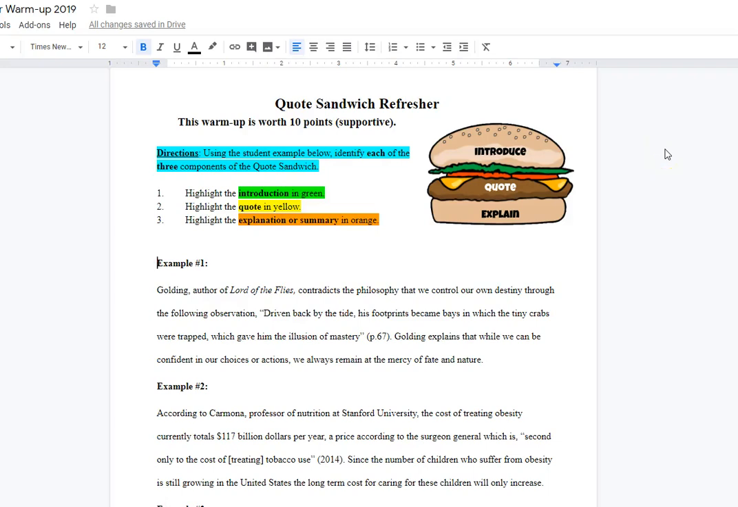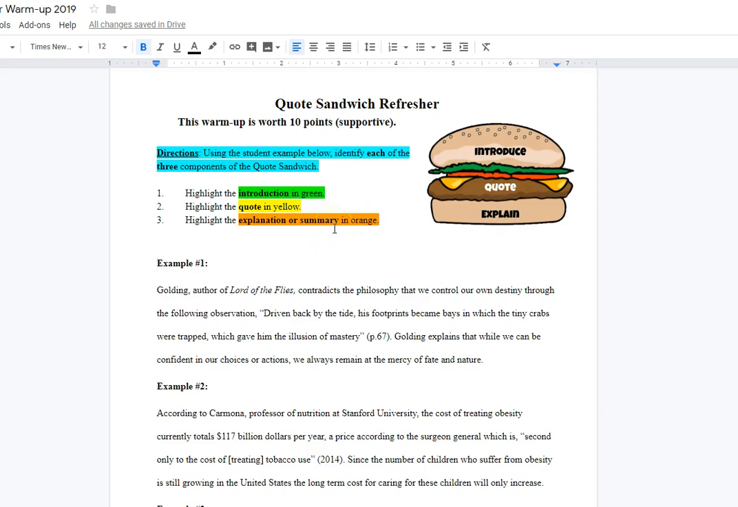Today we're going to do a quote sandwich refresher. I don't know if you remember, but we went over this at one point during the beginning of the year. This is a warm-up and it's worth 10 points, supportive points. So today you're going to use the student examples below and you're going to identify each of the three components of the quote sandwich. Okay, we have our sandwich here. We begin by introducing the quote, putting the quote into the sentence, and then explaining the quote.